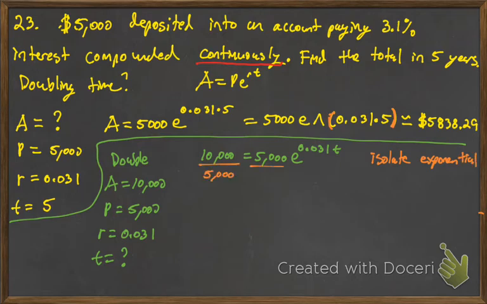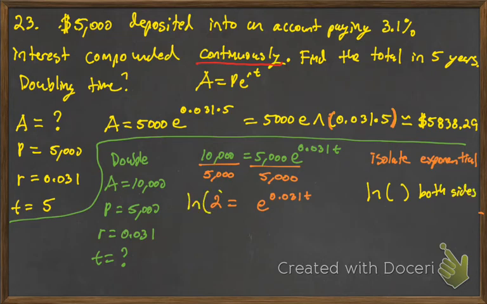And what's going to end up happening is on the left hand side is going to be a 2, so the doubling time will be the same for this interest rate every time. So now we've isolated the exponential, and now we're going to take the natural log of both sides to undo the exponent. So we get the ln of 2 equals the ln of e to the 0.031t, and we'll mention that the ln and e are inverses of each other, so they're going to cancel out, and you're going to be left just with the exponent.